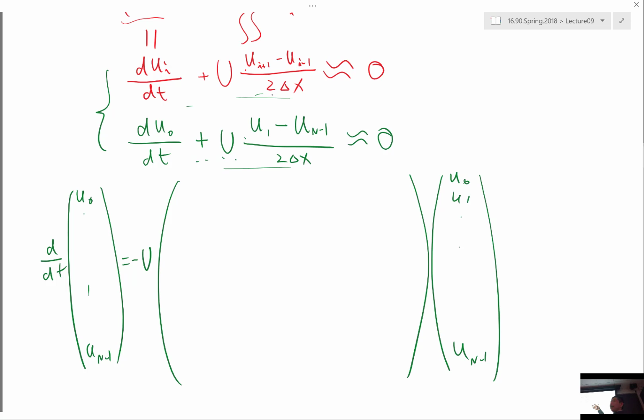Any suggestions on how to fill in the matrix? What's the first row like? Is it one with a bunch of trailing zeros? You want to recover the... Zero, one. Yeah, the first line of the matrix corresponds to the green formula. It's ddt of u0, which would be equal to minus u times this guy.